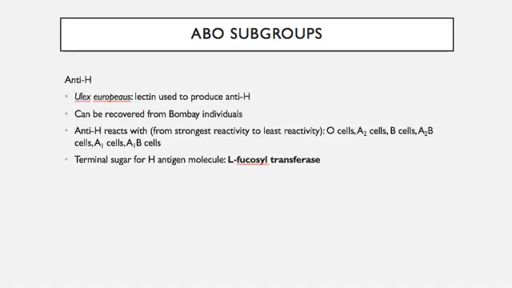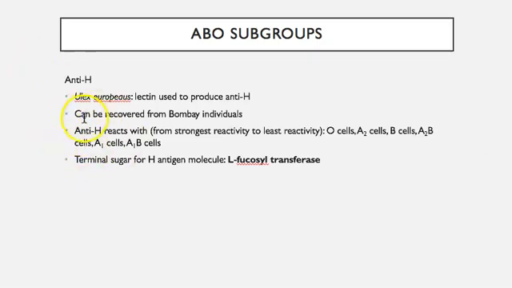Okay, anti-H. Ulex europaeus is the lectin used to produce the anti-H reagent that we use. It also can be recovered from Bombay individuals, because remember, Bombay people do not have that H antigen, so it's represented by the little h. And because of that, they can produce anti-H antibodies.